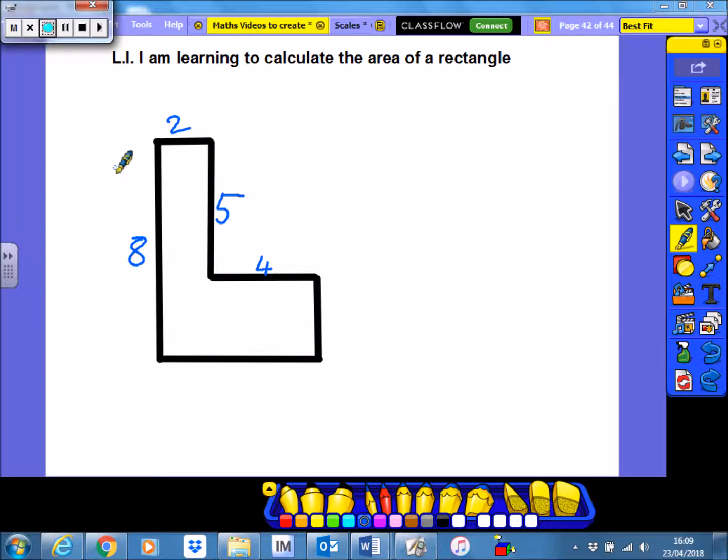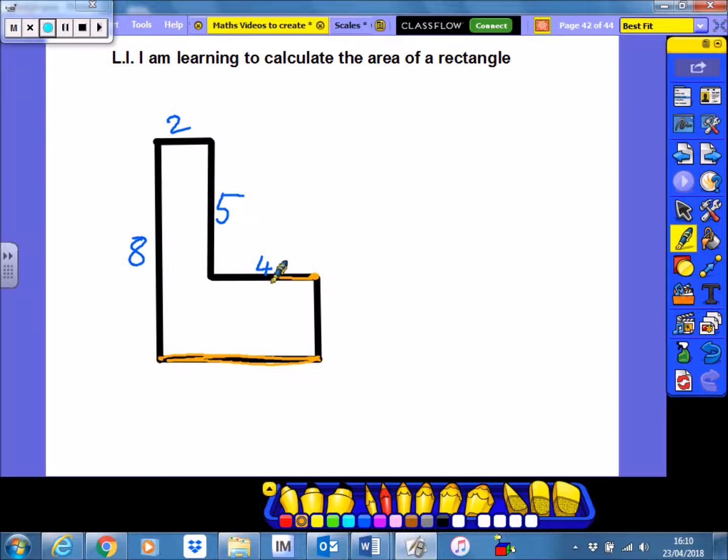Now, for this last example, I've made it a little bit trickier. I've given us a slightly less regular shape, and there are 2 sides that we don't know the length of. So I have not been told the length of that side, and I have not been told the length of that side. But we can use maths to work it out. So let's start with this bottom edge here. We want to know what that bottom edge is. We can easily work it out just using addition.